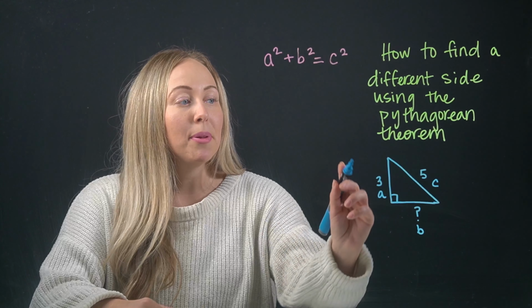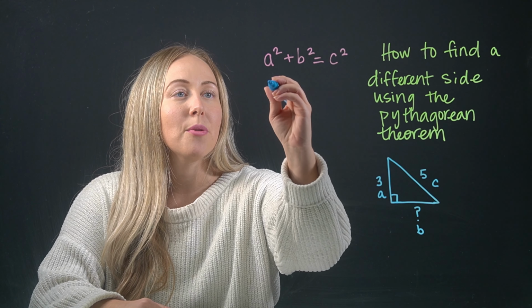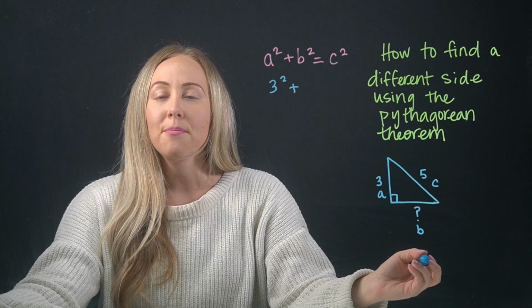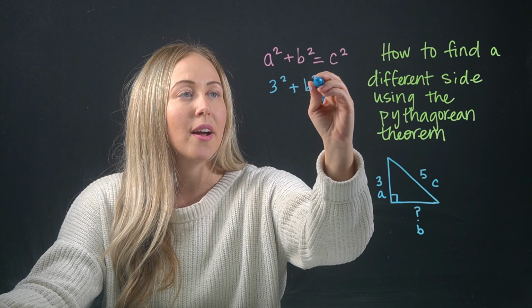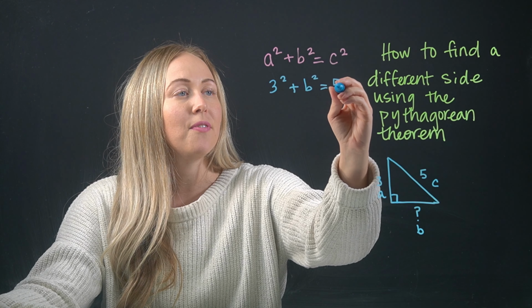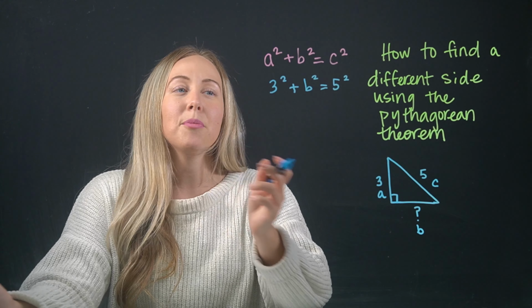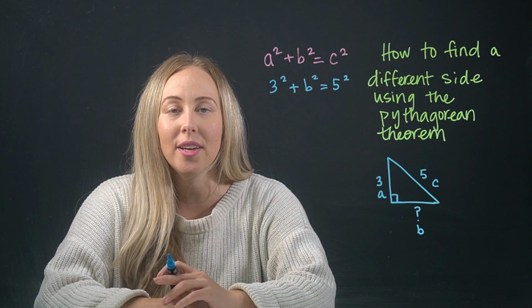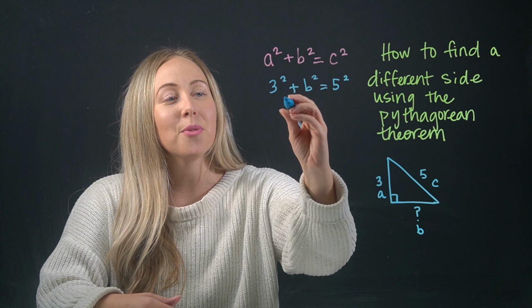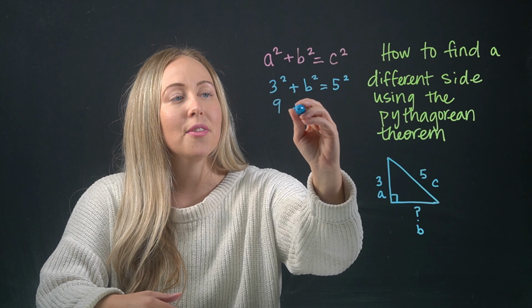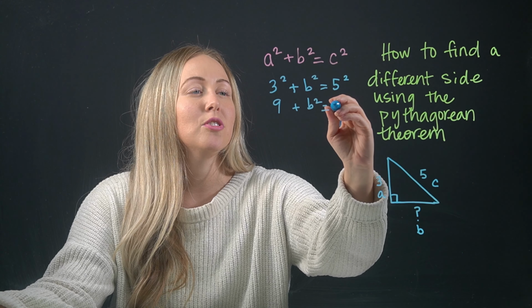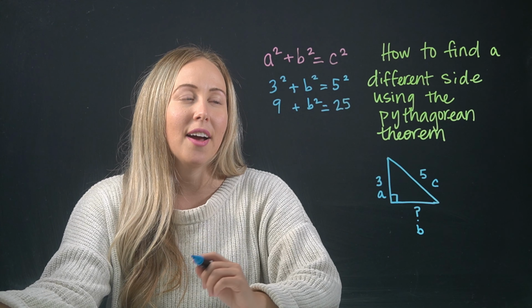So the first step is going to be to plug in what we know. So we know a is 3, so we're going to write 3 squared plus, we don't know b, so we're going to have b squared, and it equals c squared. So c is 5, so we're going to have 5 squared. So simple enough, we just plugged it straight in. Super quick and easy. You just have to memorize a squared plus b squared equals c squared, right? So now we're going to find 3 squared. That's going to be 9, plus we still have our b squared, and it all equals 5 squared, which is 25. 5 times 5 is 25, right?